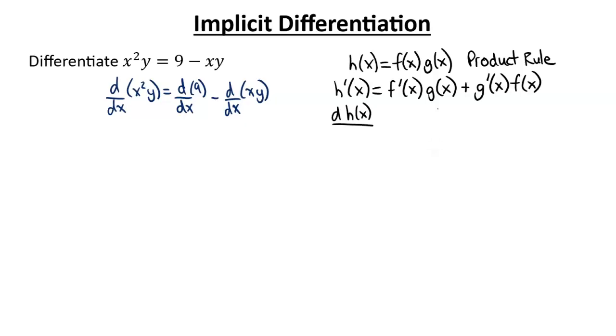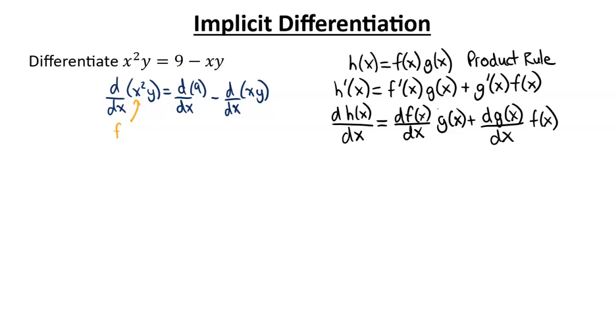The derivative of h of x with respect to x is equal to the derivative of f of x with respect to x times g of x plus the derivative of g of x with respect to x times f of x. And so what we're going to do now is identify what the f of x and g of x are in those situations where we have to apply the product rule. So x squared is f of x and g of x is y. And then when we have x times y, f of x is x, and g of x is y. And so now we can recognize that this product rule needs to be applied not just once in this equation, but actually twice.